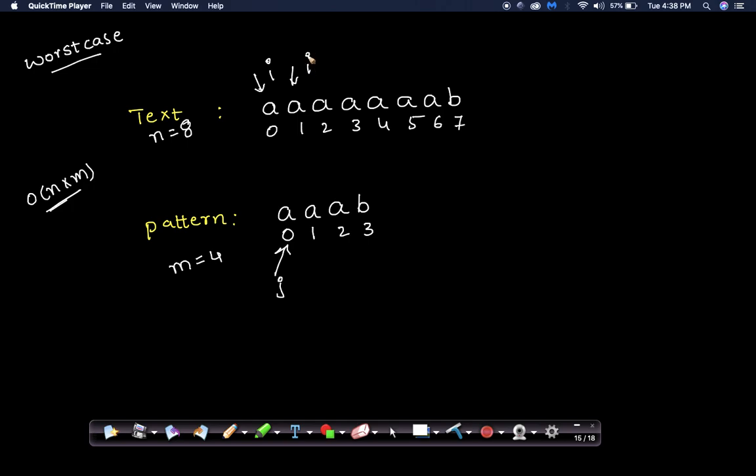Then what do we have to do? We increment the values of I and J in parallel. A and A, yes, matched. Then I increment the value of I and also increment J by 1. Right now I am at index 2 and the characters in both the strings are the same, A and A. Then I increment I and J. In this case there is a mismatch. Then what do we do? My I will come back to the first index, and J will point to the 0th index.